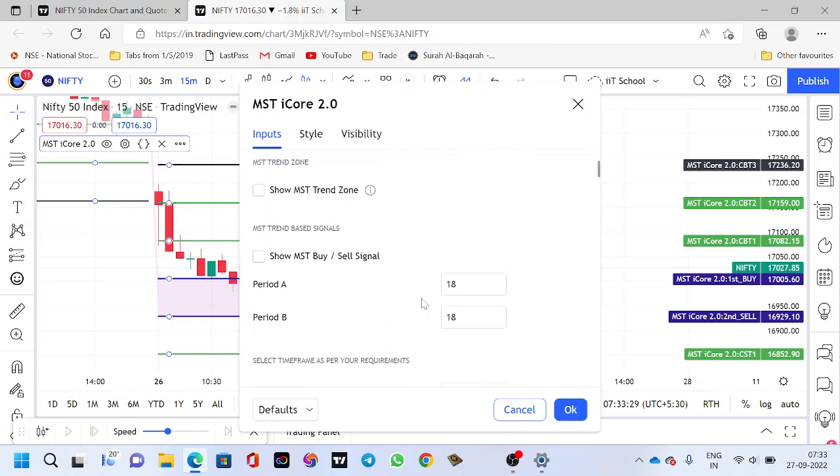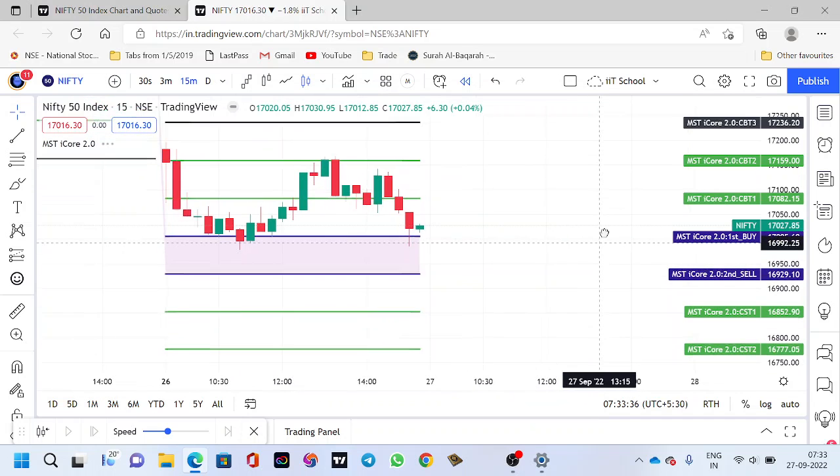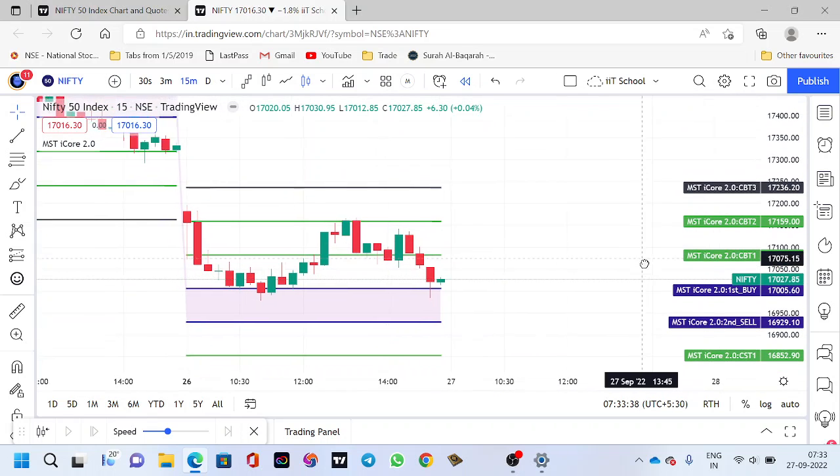Another method is you just enable the trend zone and MST buy and sell signal. Whatever signal comes, based on this you can trade.